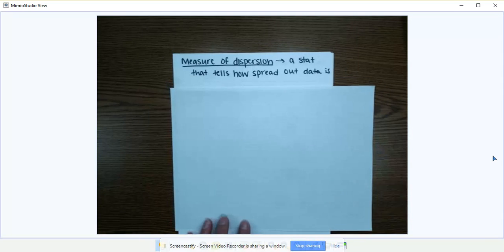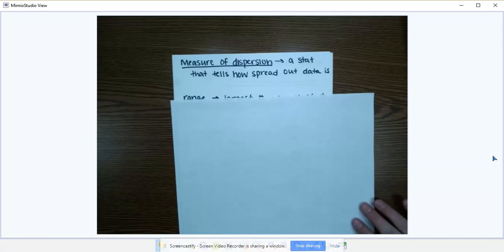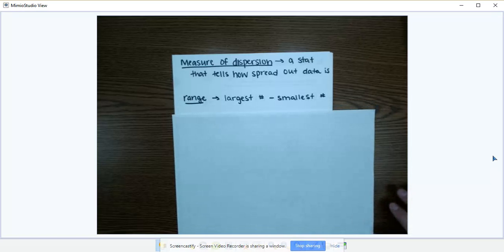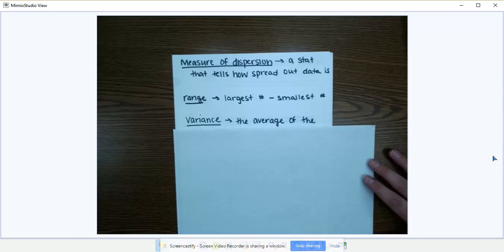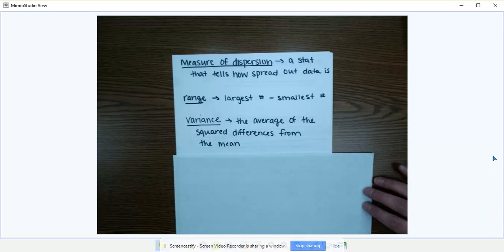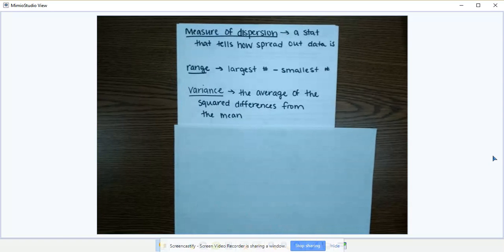We also said we're going to talk about measures of dispersion, and that just means it's a number that tells us how spread out our data values are. So the first one that we know about is our range. That's where you take your largest number and subtract your smallest number. A new one would be the variance. So we're going to find the average of our squared differences from the mean. That doesn't really mean a whole lot. I'll show you the equation in a minute.